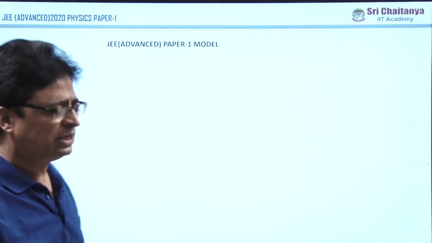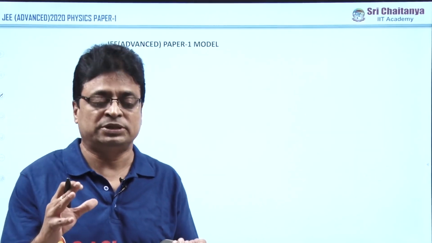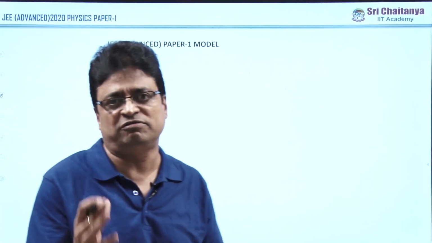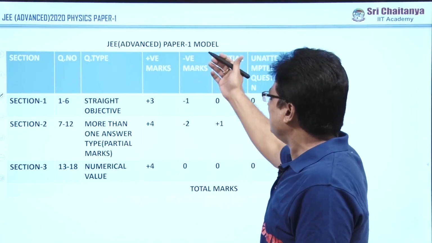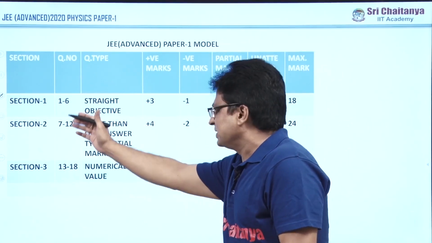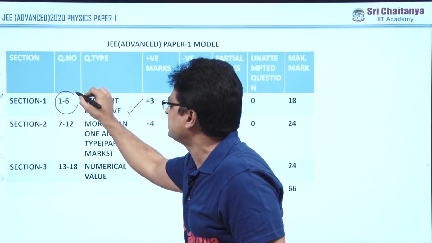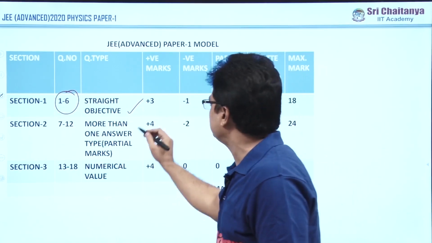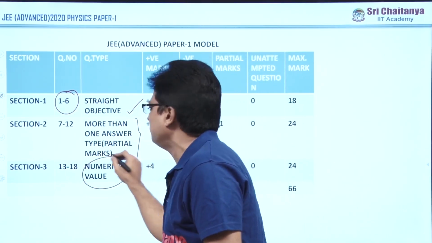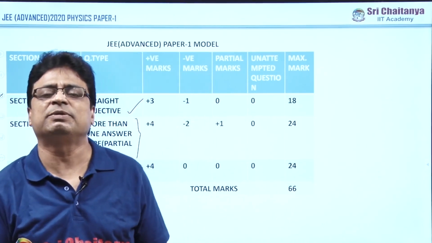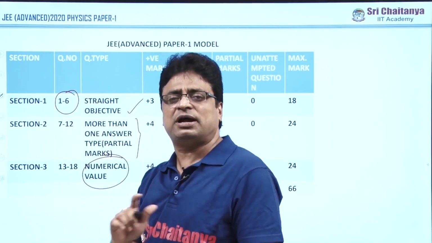Also, before going to that, first I would like to give a brief concept regarding the paper model of JEE Advanced. Now, coming to the JEE Advanced Paper 1 model, in Paper 1 there are 3 sections. Section 1 is straight objective questions, and there are 6 questions. Section 2 has more than one answer type questions. This is a very important area in JEE Advanced examinations. And coming to Section 3, numerical value questions are given. Numerical value means the answers may have decimal places, up to 2 places only. And of course, for every section, they are asking only 6 questions.